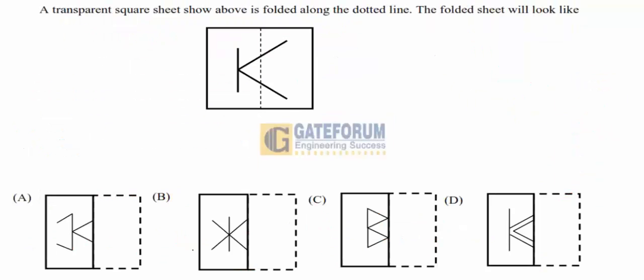A transparent square sheet shown above is folded along the dotted line. The folded sheet will look like what? Very simple. If it is folded along the dotted line, you see it would be somewhat like this. And this would also be somewhat like this. And had this been long enough, this would have met it, and hence the picture would have looked like this. So C would have been the correct option.